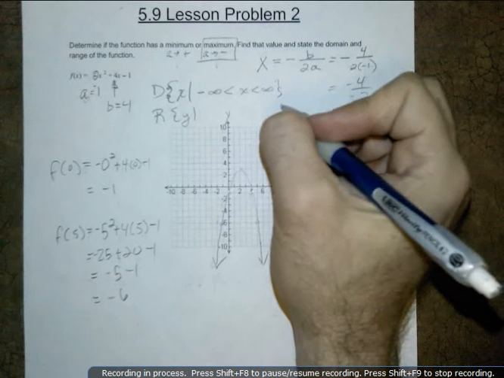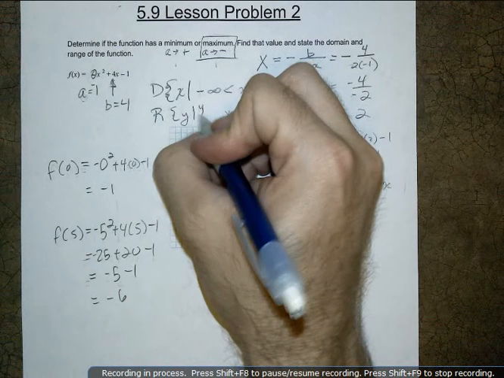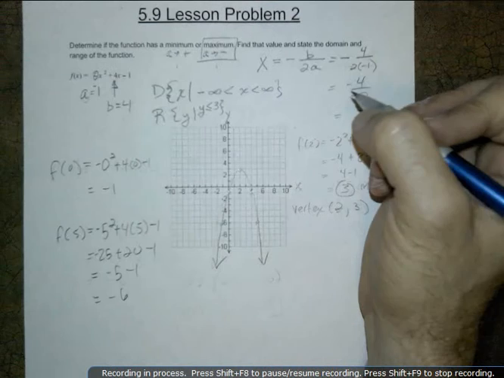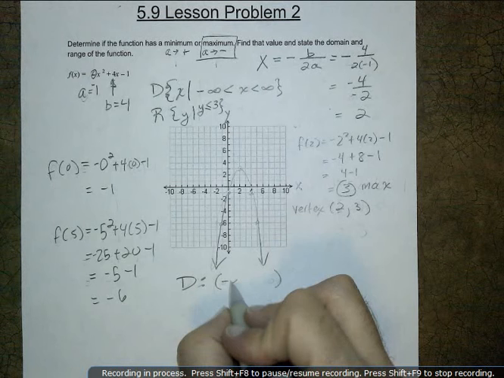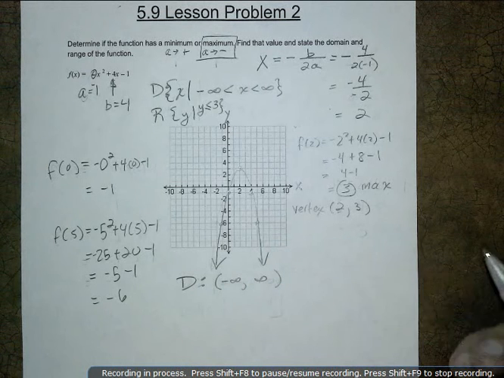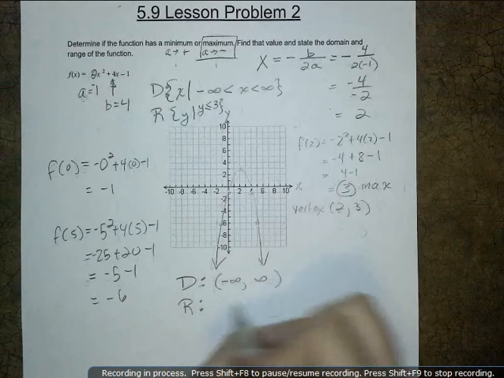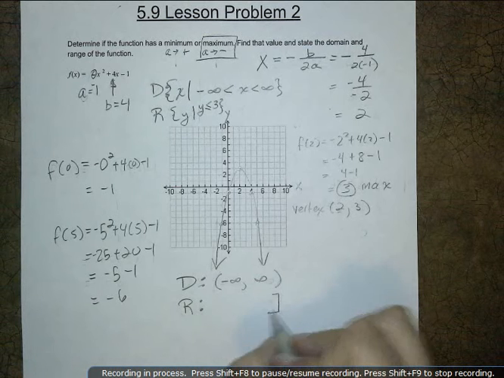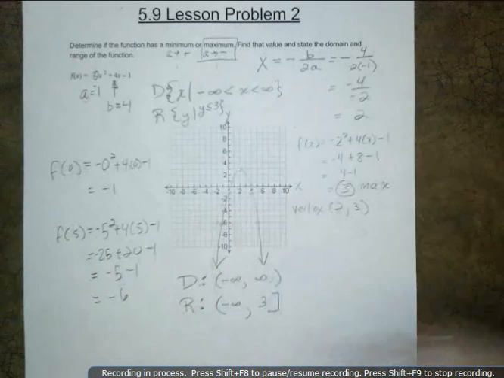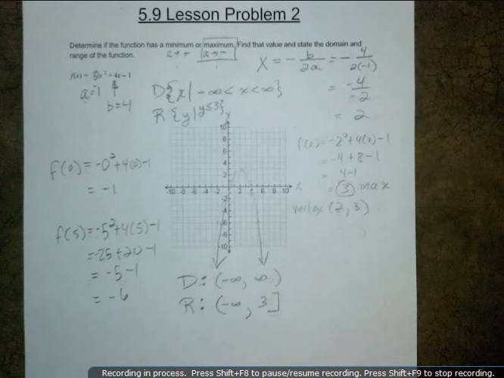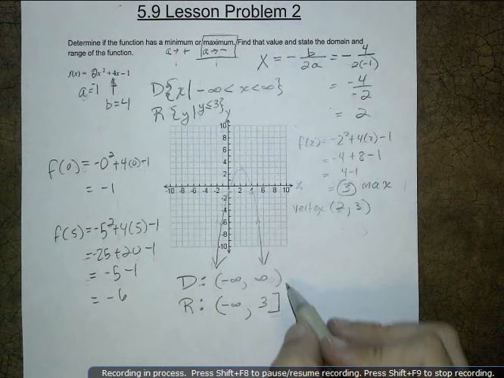Well, this one's a little different. My top point's 3, so y has to be less than or equal to 3. In interval notation, we use open brackets, -infinity, comma, +infinity. The open indicates we don't have an endpoint. Range? We have an endpoint on the right, and that goes up to 3. So that's a bracket, close, goes all the way down to -infinity, parenthesis, done. It's a maximum. My max is at 3, and there's my domain, and there's my range.